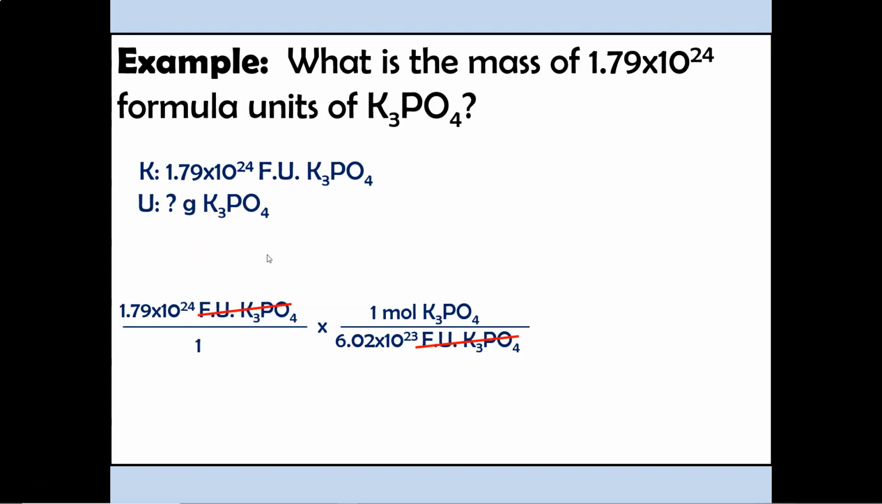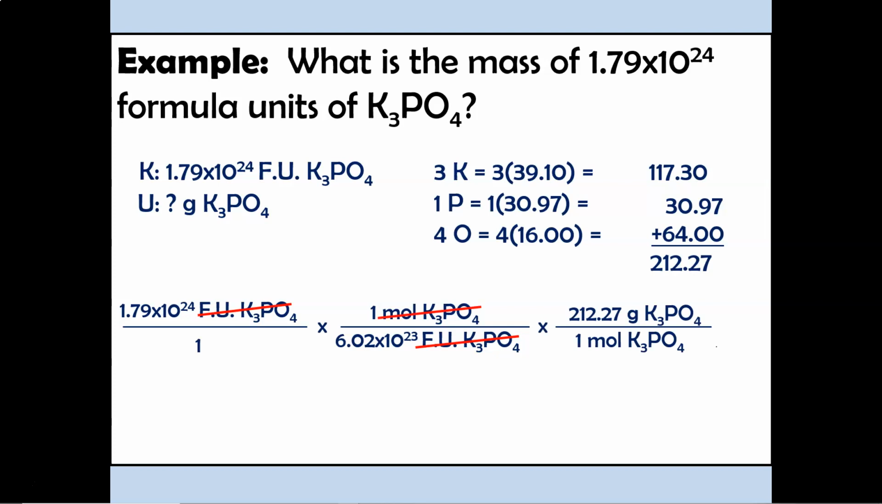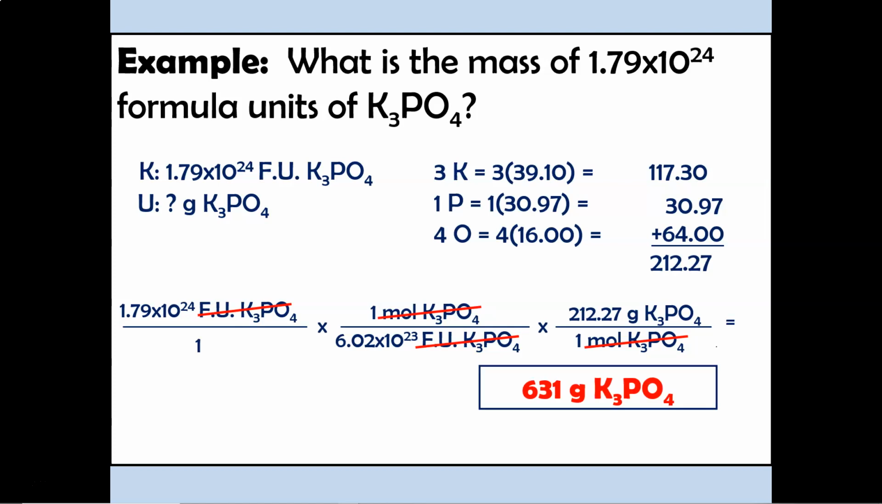And so the last step would be to calculate the molar mass of potassium phosphate. So it should look something like that. And then what you do is have 1 mole on bottom of the substance, and then you would have the 212.27 grams, which is the molar mass you calculated, on top. And you can see moles and moles divide out. You're left with grams, which is exactly the unit that you wanted. When you calculate this, you should end up with a value of 631 grams of potassium phosphate.